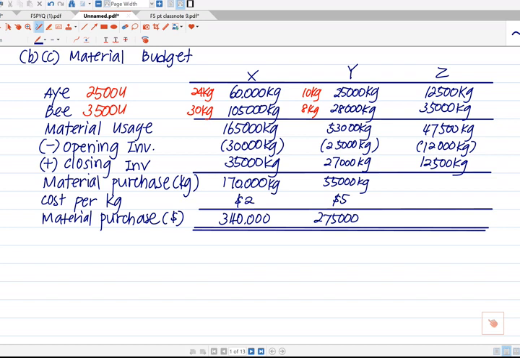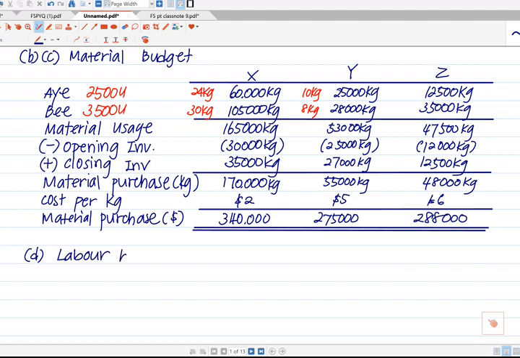So in total we have how many? 48,000. How much each kilogram? $6. $288,000. D.